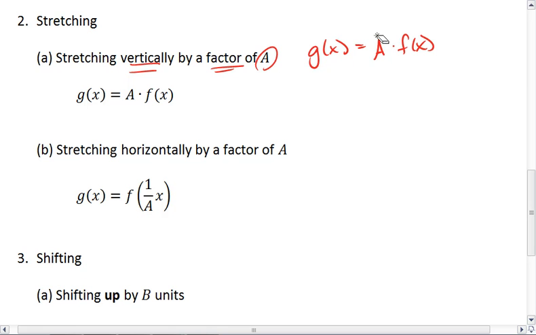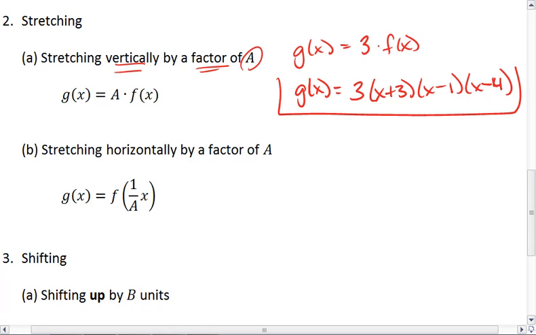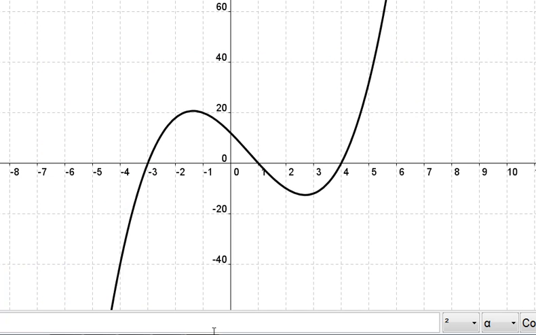So let's say we want to stretch vertically by a factor of 3. Then we would take f of x as is, the x plus 3, x minus 1, x minus 4, and multiply the whole thing by a positive 3. That should stretch our graph vertically by a factor of 3.